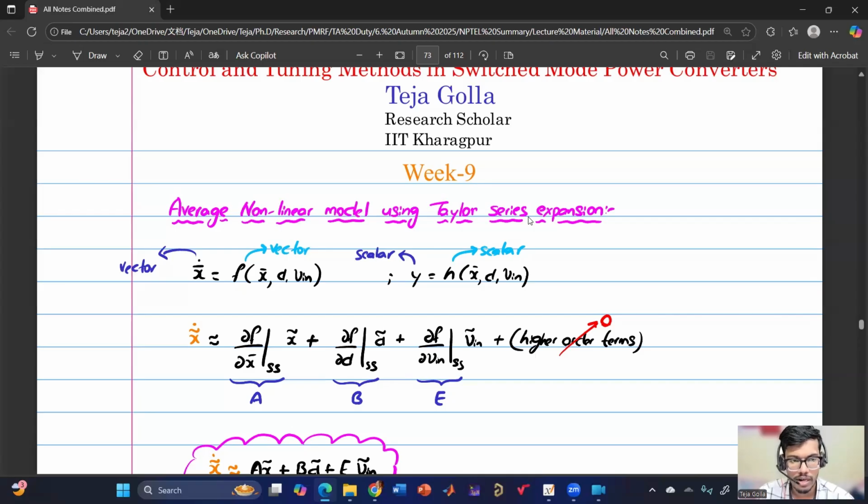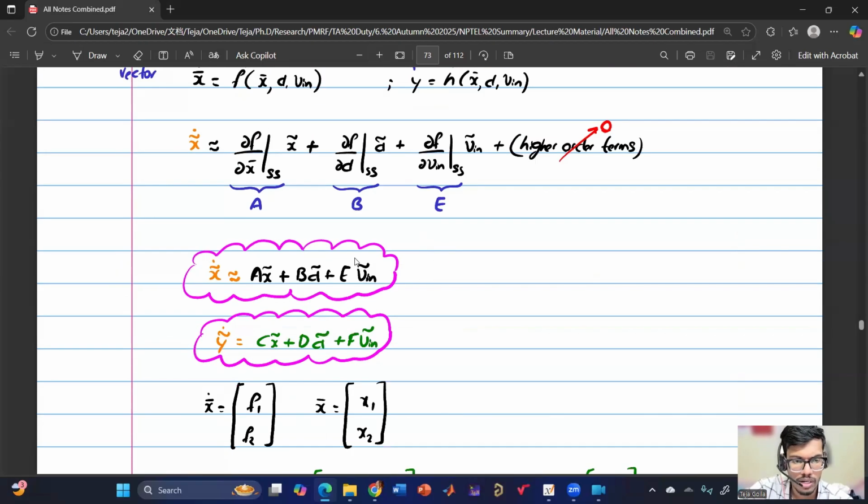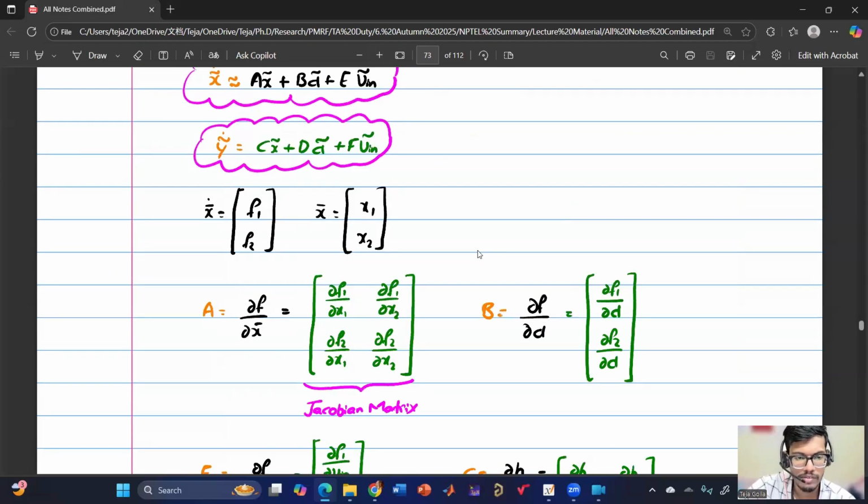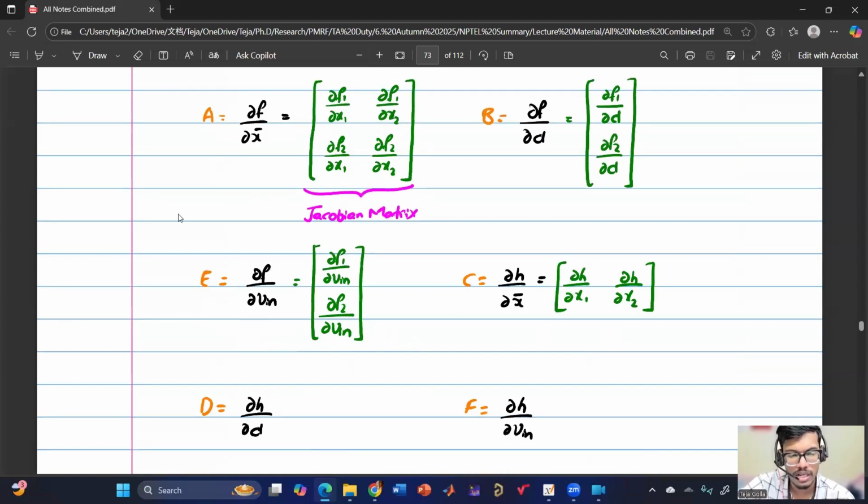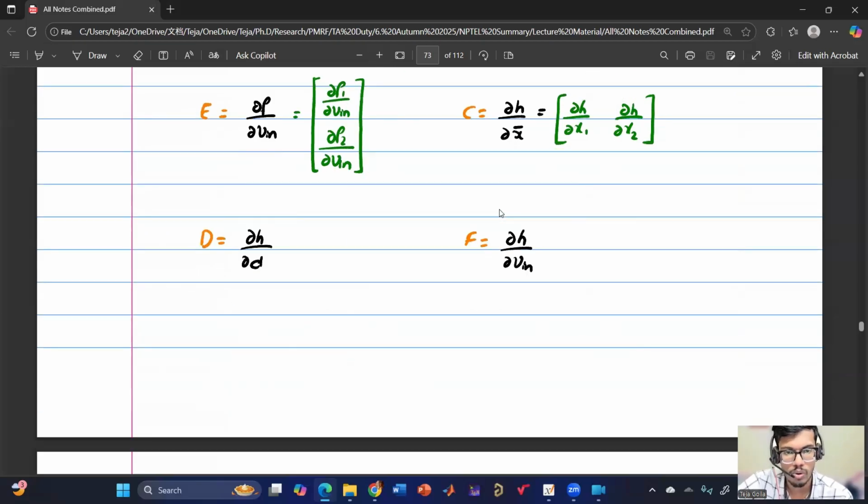So in week 9, we have learned about the average nonlinear model using Taylor series expansion. So we have considered a nonlinear model and linearized it or averaged it around an operating point, and we have seen what the Jacobian matrix is and how we can get the other set of matrices. And I have given everything together, so you can directly go through this.